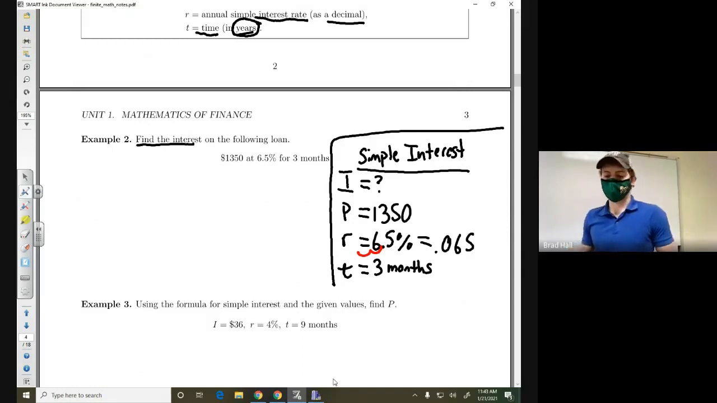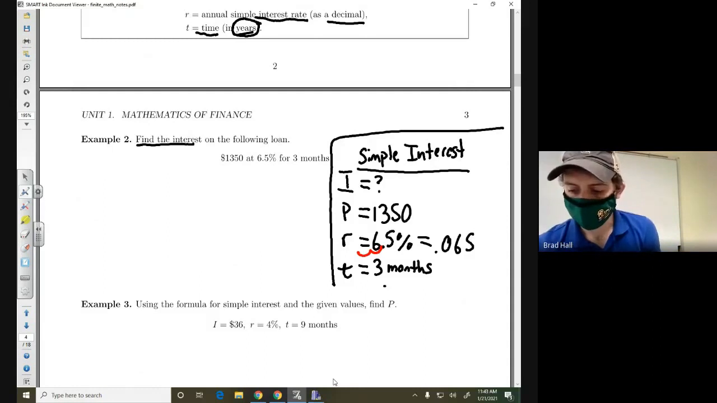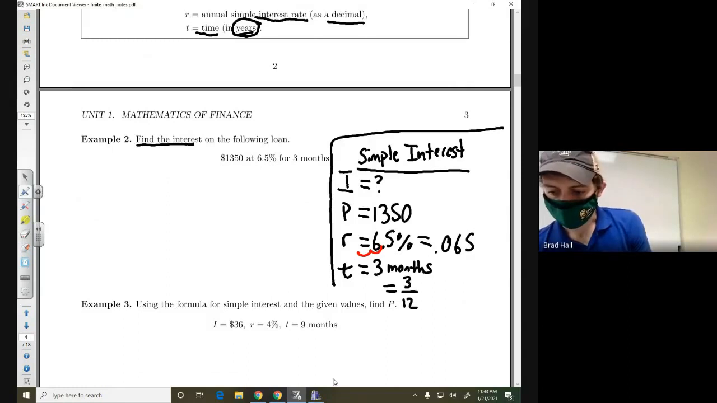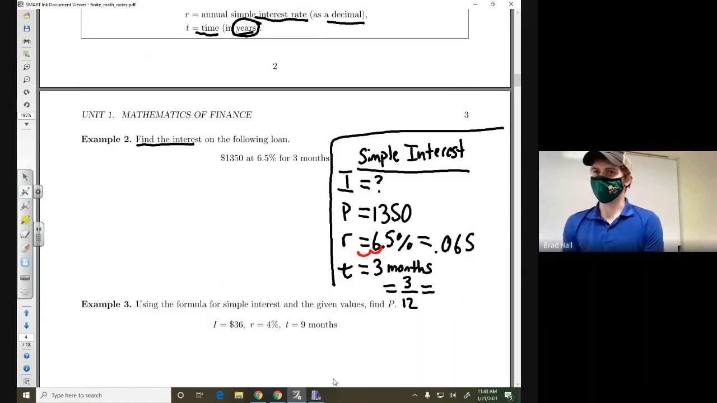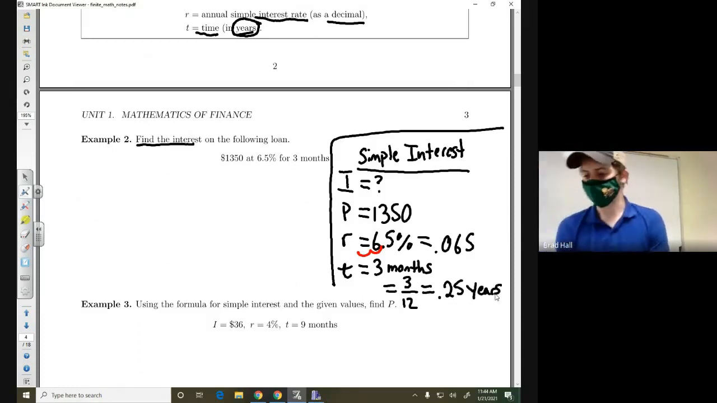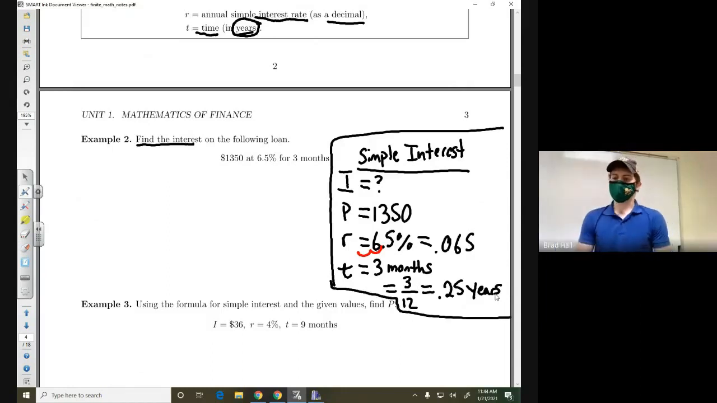It's 3 over 12. So for those of you who just raised your hand, yeah, it's 3 over 12. Pretty much the generalization is you take whatever your number is and you divide it by the number of occurrences in a year. There's 12 months in a year, so that's why we put 12. Students like decimals more, so I'm just going to put the decimal form. 3 over 12 is 0.25, so it's 0.25 years. Decimals normally help a lot more with the formula. So there's our simple interest right there.